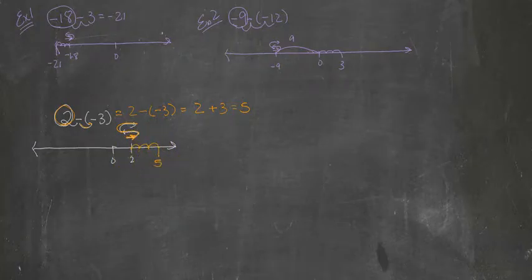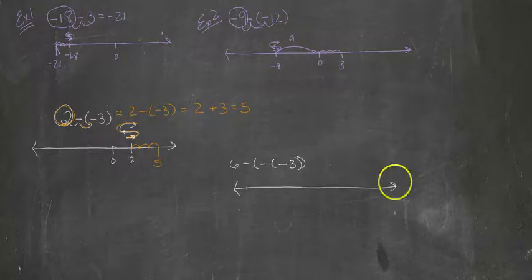So what if there's more than 2 minuses? So what if I'm looking at something like 6 minus minus minus 3? How about that? 6 minus minus minus 3. Certainly not something you like to look at, but something that can come up all the time in algebra. So let's just figure it out on the number line to begin with.